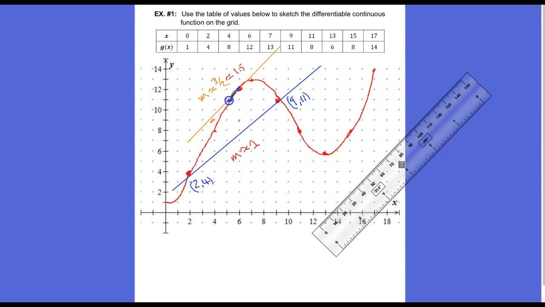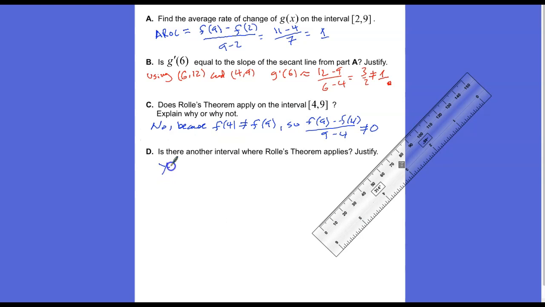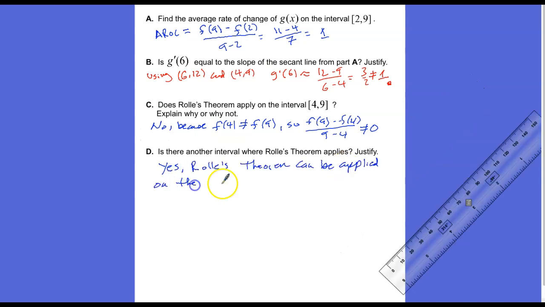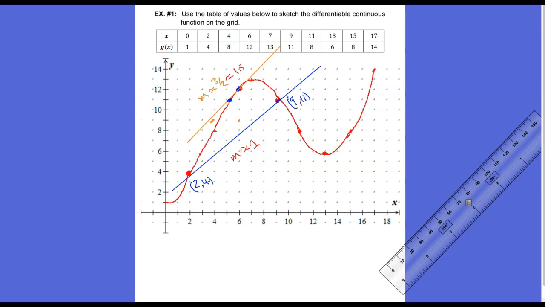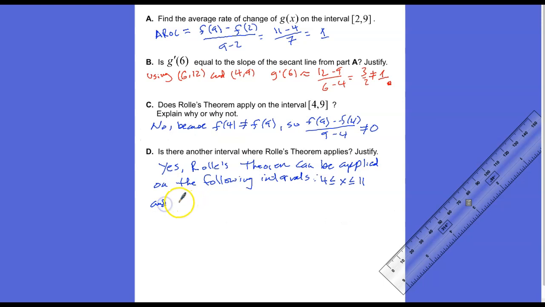Oh, we really just need to find two y values on the function that are the same. And so y is equal to 11 at 4 and 9. So we can say, yes, Rolle's theorem can be applied on the following intervals. 4 less than or equal to x less than or equal to 11. And 11 and 15 both have a common y value of 8. Then 11 less than or equal to x less than or equal to 15.